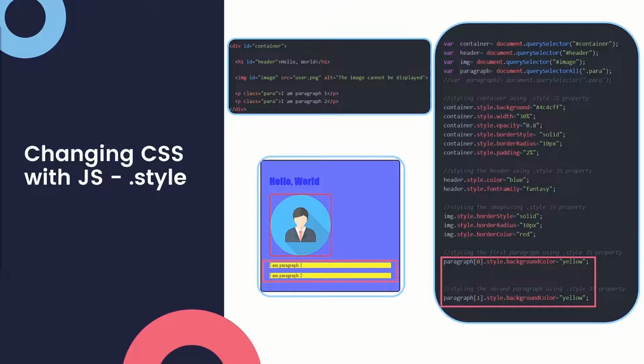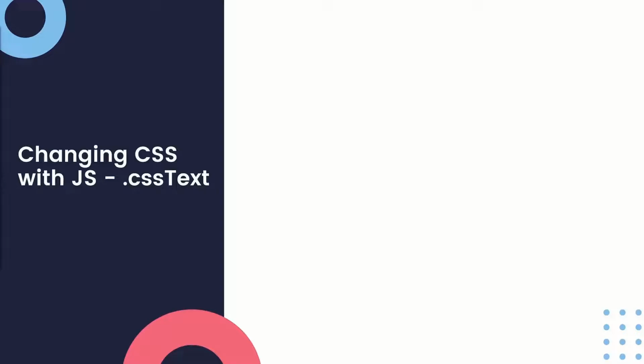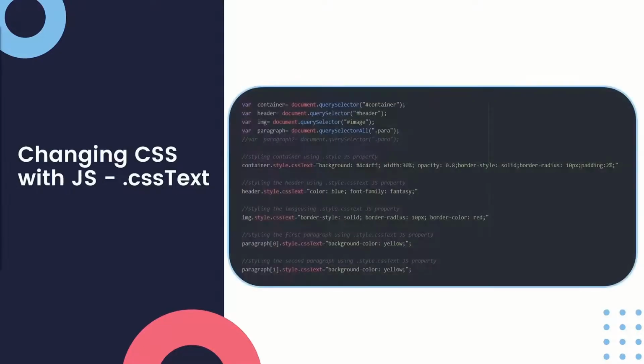Now, the issue with this is you would actually have to go and write out each line of code to manipulate the various parameters. There's an easier way to do this with the cssText property. With the cssText property, we can achieve the exact same thing. Now, consider our previous output.